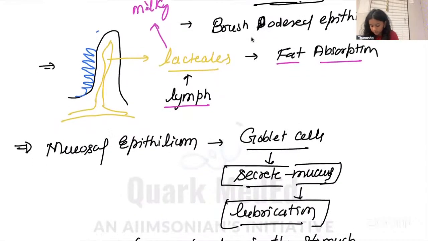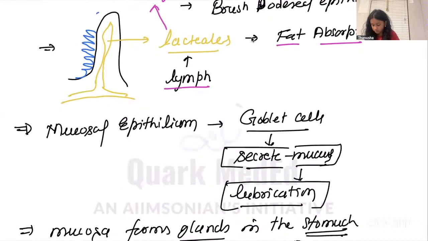And then in the mucosal epithelium, they contain goblet cells. Goblet cells produce mucus, and mucus helps in lubrication. Okay, that's it.